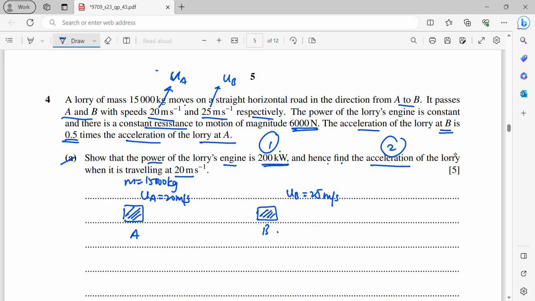Now, there is a constant resistance to the motion. So let's say the lorry is moving to the right side. So the resistance will be towards the left hand side. And this is 6,000 newtons. Then the acceleration at B. Okay, so now acceleration at A is denoted by small a. At the B, this is the acceleration at the A. So it's given that AB here is 0.5 times of the acceleration at point A, means it's half of A at the point A.